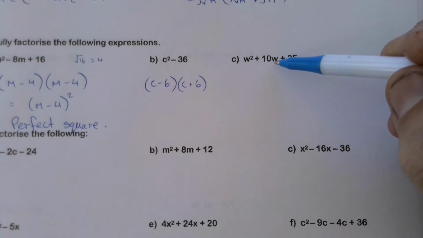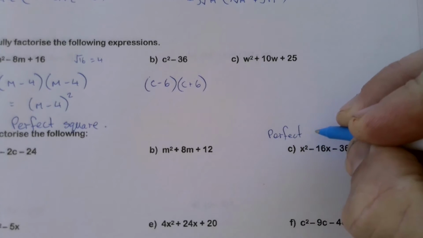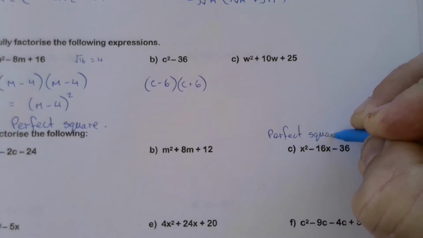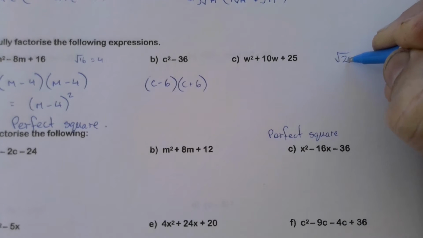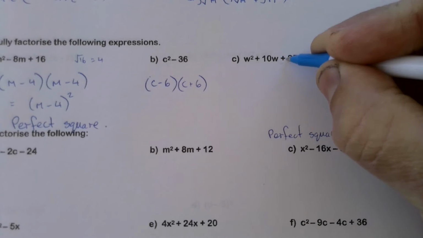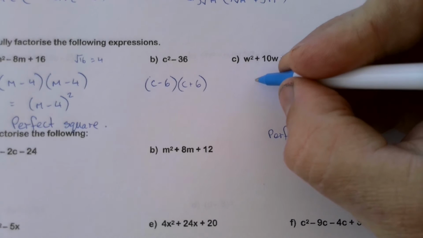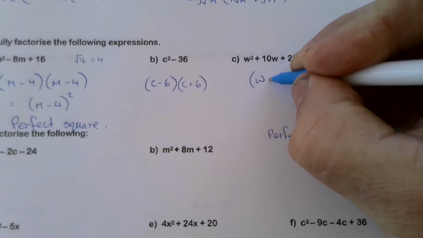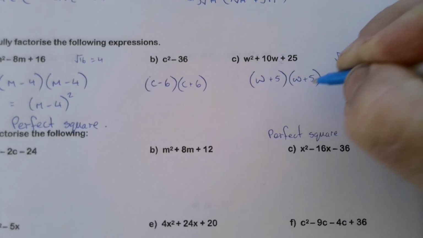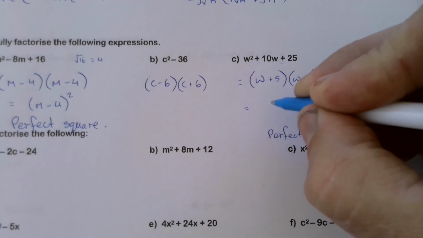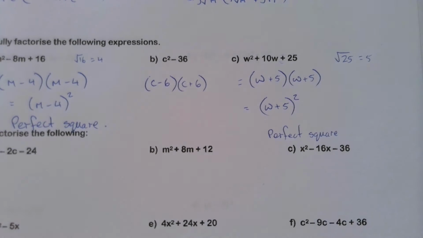Question 2c is going to be another one of these perfect square ones, and I can tell that because we've got a term on the end that can be square rooted, and we know the square root of 25 is 5. It's a positive number, and we know that 5 plus 5 makes 10, so everything's going to work out nicely. So it's going to be w plus 5 multiplied by w plus 5, or better written as w plus 5 squared.